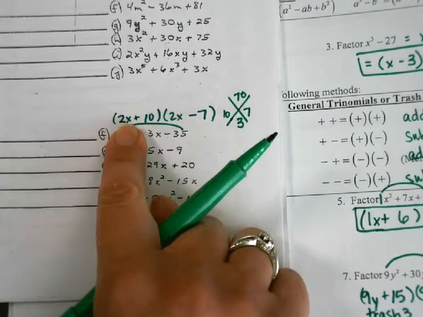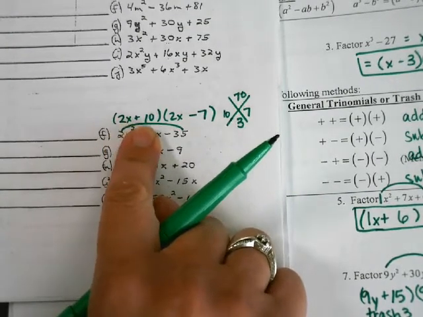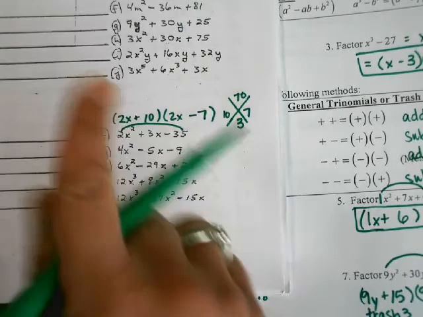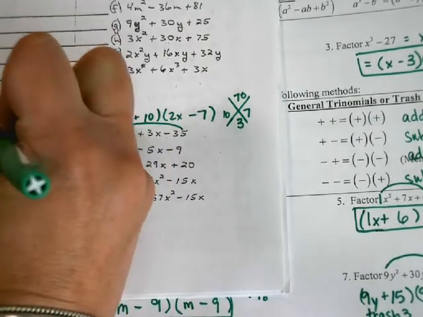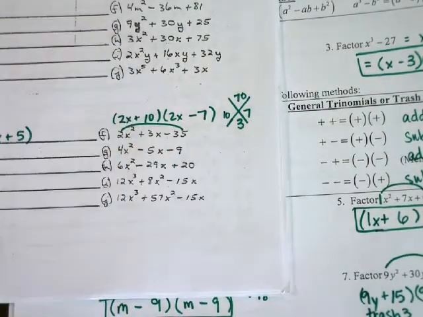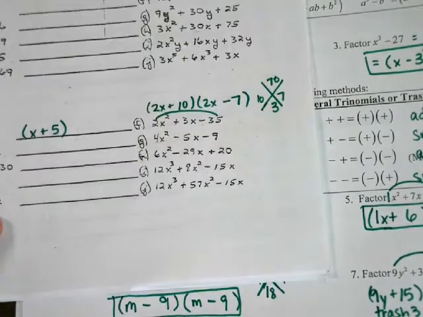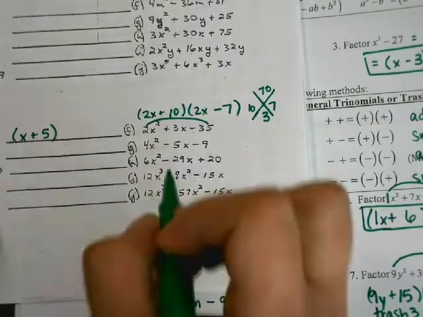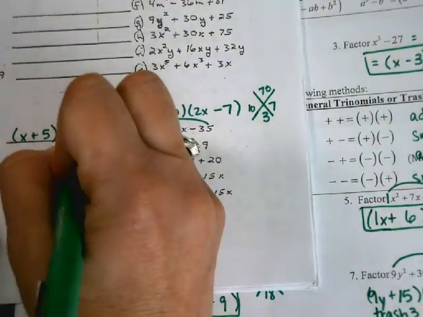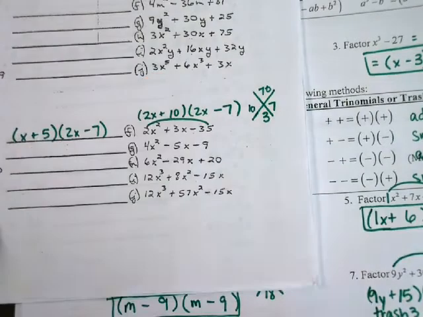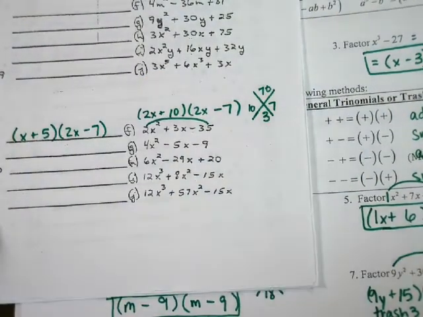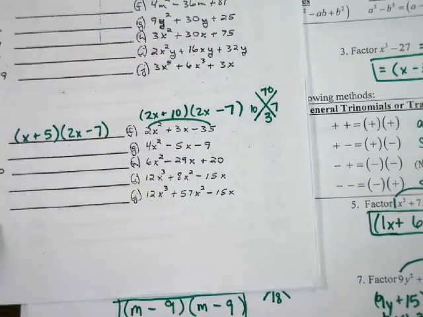Okay, now you're going to look. Did 2x plus 10 have anything in common? 2. Take it out, divide it out, throw it in the trash. And then 2 and 7 don't have anything in common. So he's 2x minus 7.